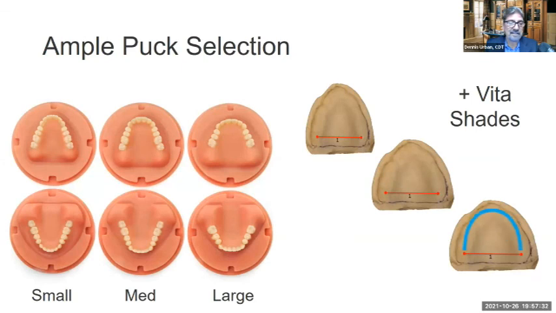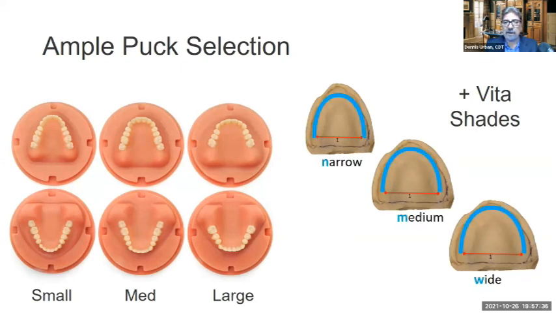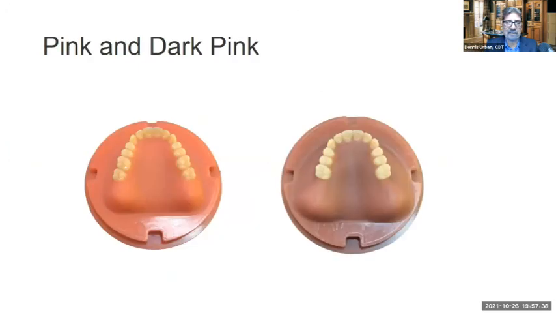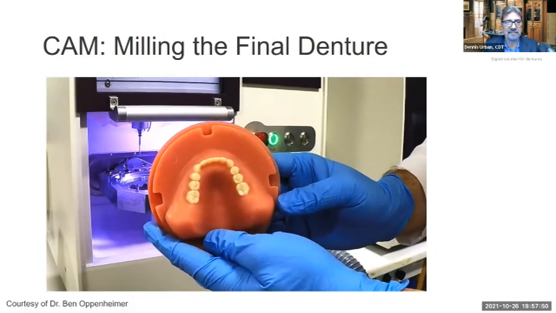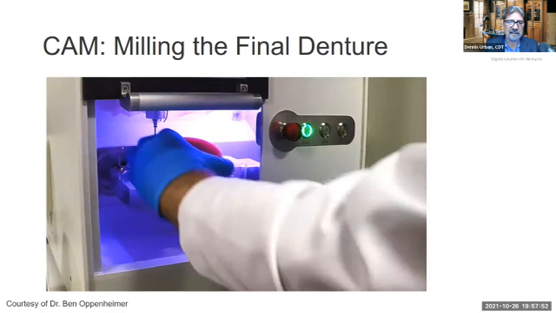Different sizes, small, medium, large, Vita shaded teeth, narrow, medium, and wide arches. And you also have a darker shade, like an ethnic shade, and then you have a pink shade. So there's 60 points of measurements on the intaglio surface for more accuracy and a better fit. They have their own software, the Baltic denture system. As you can see here, this is milling the final denture.